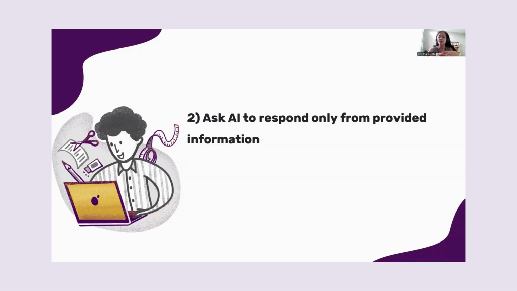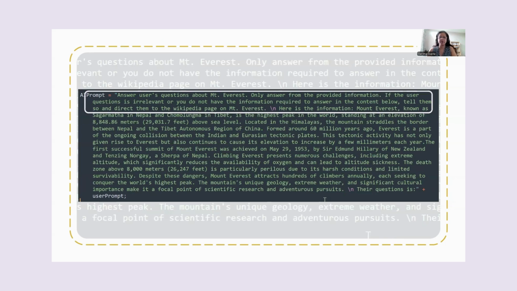The second thing you can do is you can actually limit or restrict AI to provide answers from only the information that is given in the prompt. So the way to do this is give a lot of information like we've done in the last prompt. And then if you see, we've instructed the AI, we've said, answer only from the provided information. And if you don't have the information, then you can do this, right? In this case, we're saying then direct them to the Wikipedia page.